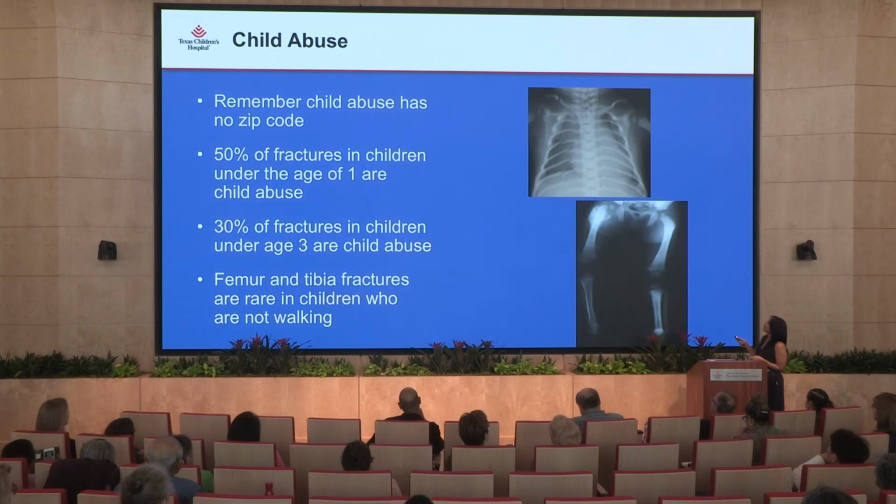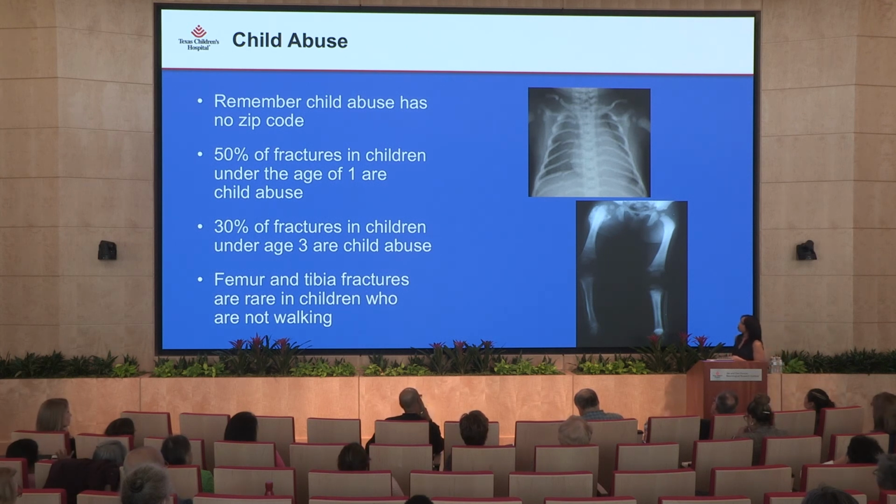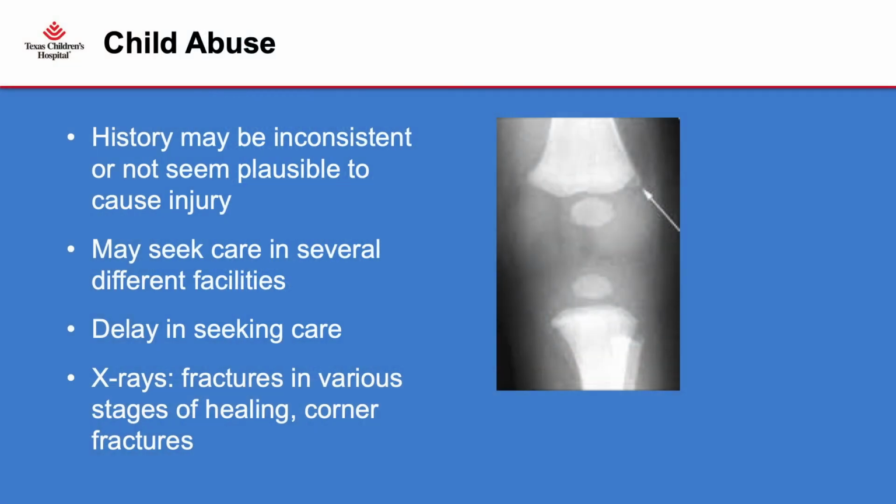On this x-ray, you can see this patient has a clavicle fracture, very young, multiple rib fractures, a healing fracture of their femur, and a healing fracture of their tibia. So you see fractures in multiple stages of healing as well as acute fractures. This is a corner fracture right here, and that is a twisting injury. The only way that can really happen is with abuse. So again, I just want to give you classic pictures of what to look for if you're suspicious of abuse.